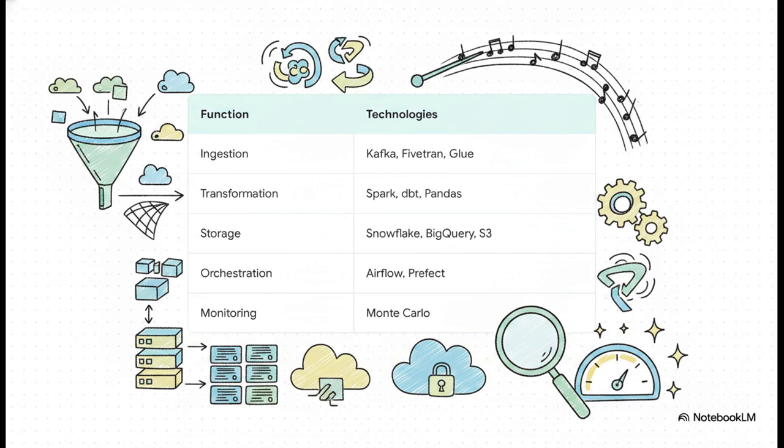Of course, we need a conductor for this whole orchestra, right? That's orchestration, handled by Airflow or Prefect. And finally, monitoring with tools like Great Expectations or Monte Carlo to ensure pristine quality. Once you understand what function a tool serves, the whole tech stack suddenly makes perfect sense.